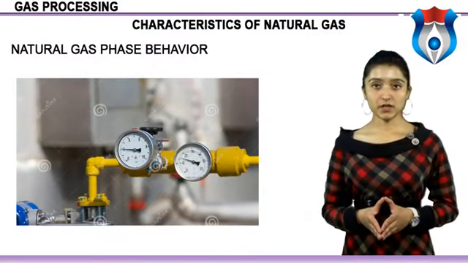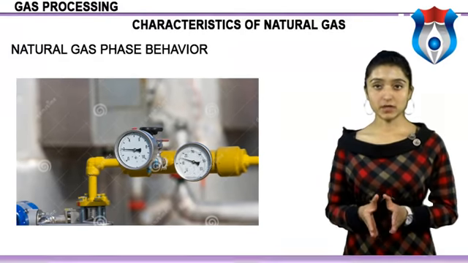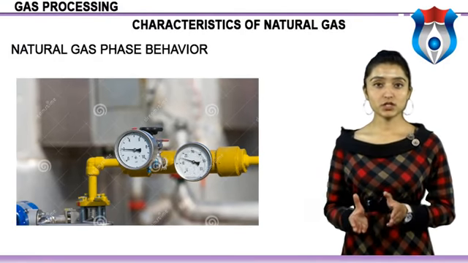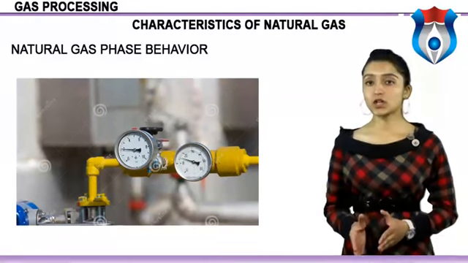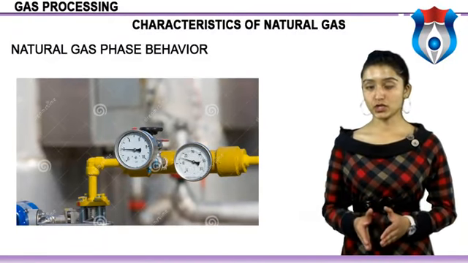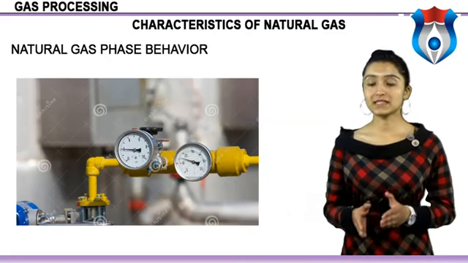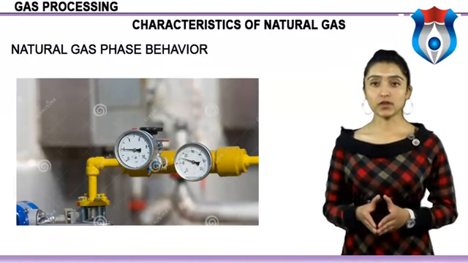Natural gas phase behavior. The natural gas phase behavior is a plot of pressure versus temperature that determines whether the natural gas stream at a given pressure and temperature consists of a single gas phase or two phases, gas and liquid.